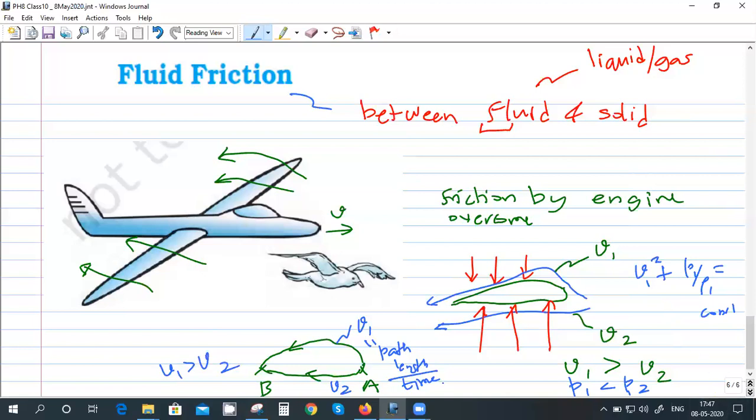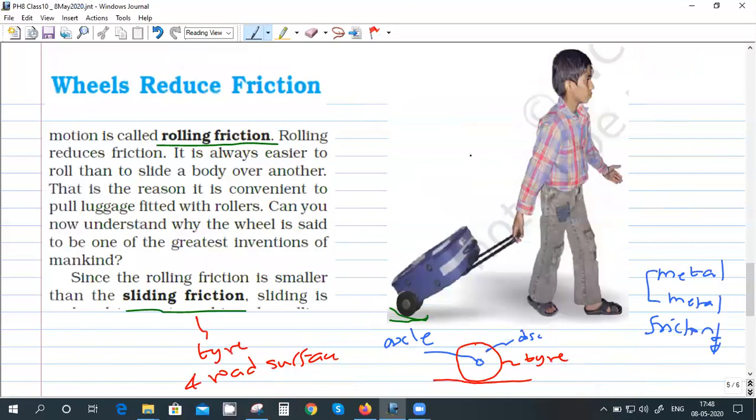Same thing the bird is doing. The bird is also shaping its wing like this, so that will also experience an upward force. And this force is called what? There is a special name for this force. So updraft. It's called lift. Lift of an airplane.